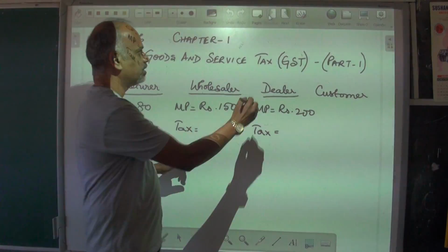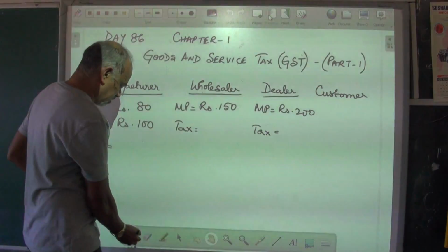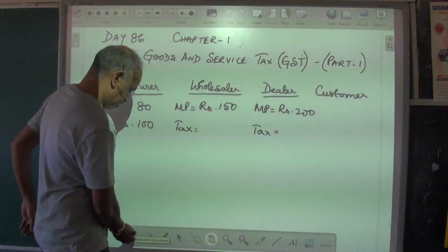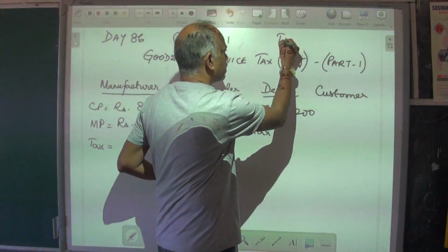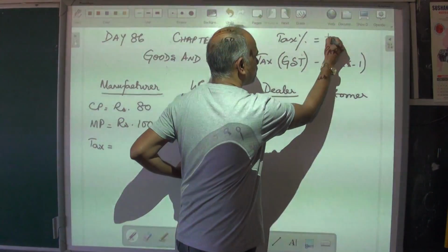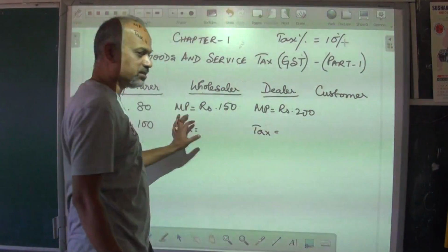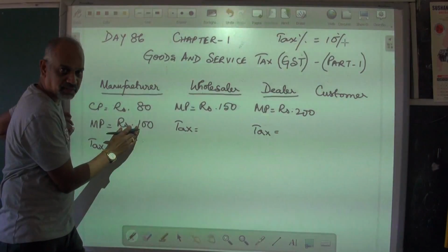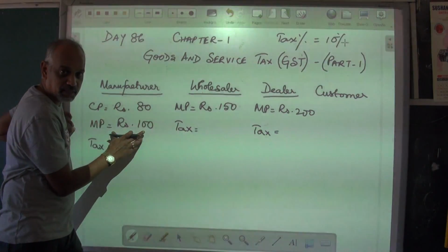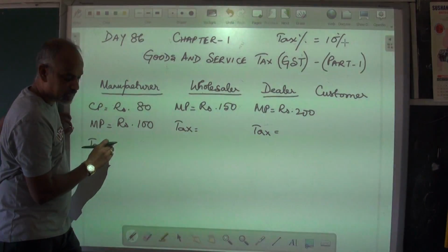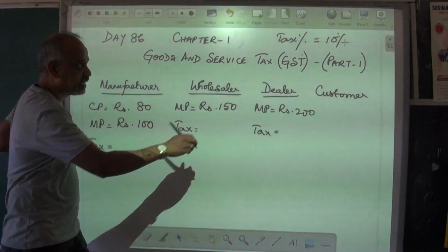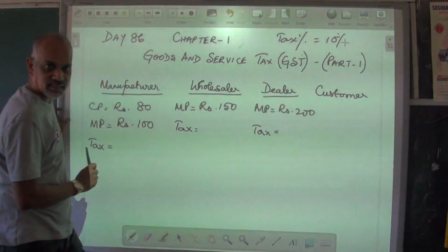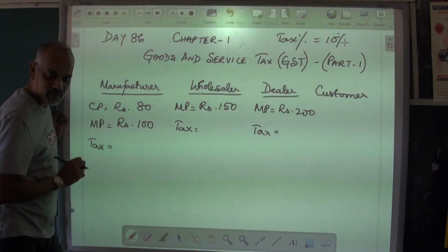Okay. So the tax percentage is 10% at each stage. Okay. So if the wholesaler is buying from the manufacturer, the price at which he buys is 100 rupees, and on this 100 rupees he has to pay 10% tax. Okay. So let's calculate the tax here.